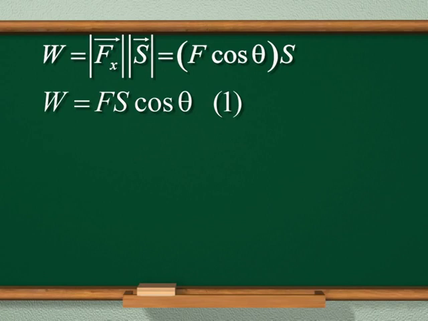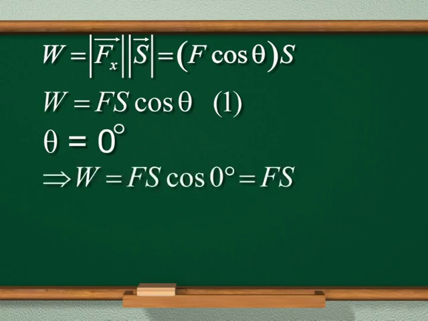Now, when the motion of the object takes place in the direction of the force applied, then theta is equal to 0 degree, which implies the work done W is equal to Fs cos 0 degree, which is equal to Fs. Thus, we conclude that equation 1 can be used to obtain work done by a force in all the cases, in other words, when force may or may not act in the direction of displacement.